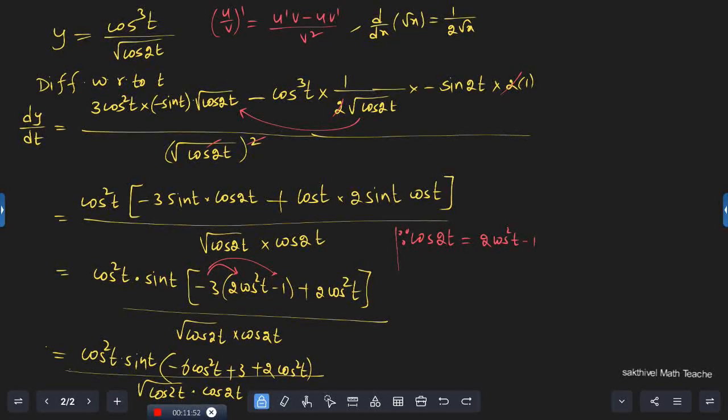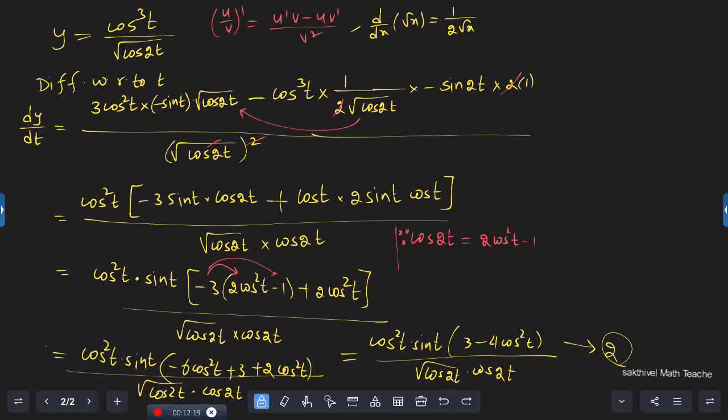That is, we have a balance. Now let's write this again, one more step. Outside we have cos square t into sin t. Inside plus 3, let it be as it is. Minus 6 cos square plus 2 cos square, minus 4 cos square t you will be getting remaining, whole divided by square root of cos 2t into cos 2t. This is the required answer for dy by dt.